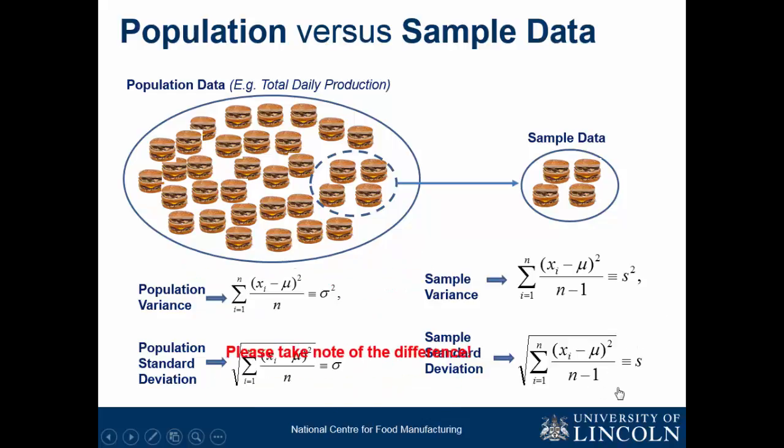So I want you to please take note of the difference between the two formulas. When you are working with population data, please ensure that you use the formula for population. And when you have access to only sample data, please make sure that you use the formula for sample data.